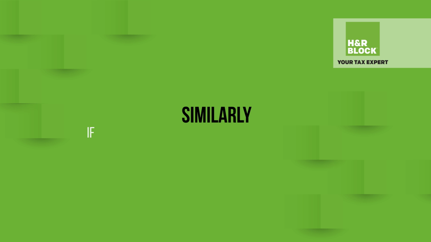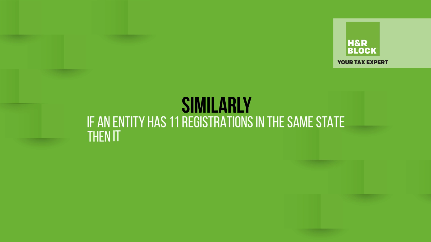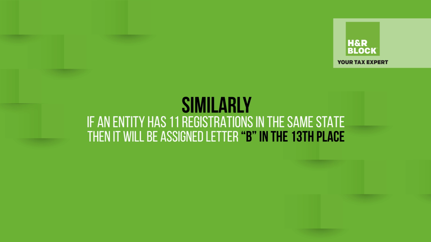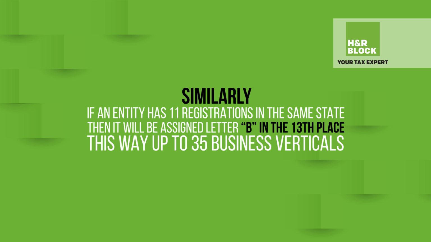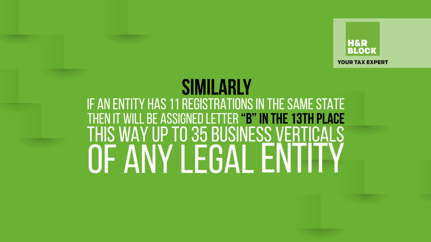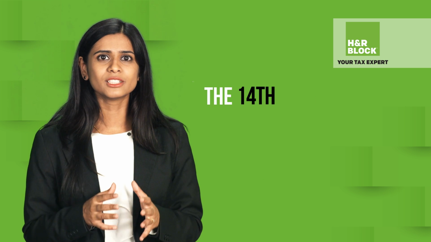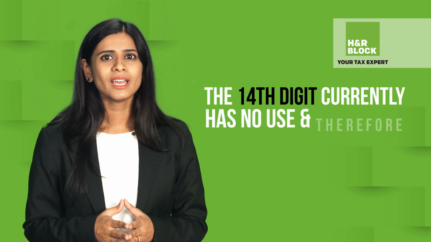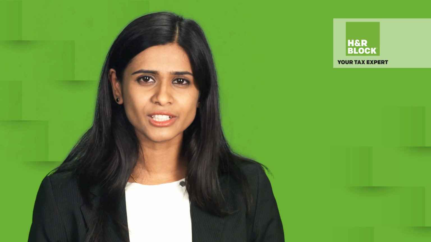Similarly, if an entity has 11 registrations in the same state, then it will be assigned letter B in the 13th place. So this way, up to 35 business verticals of any legal entity can be registered within a state using this system. The 14th digit currently has no use and therefore will be Z by default. The last digit will be a check code which will be used for detection of errors.